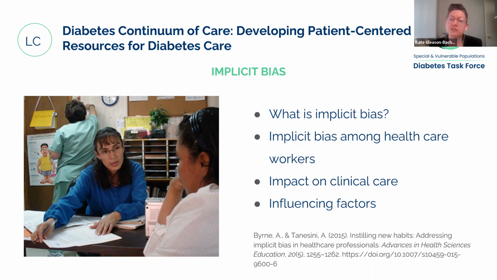In terms of how this might impact clinical care, some studies that have been done with healthcare workers have shown that for healthcare workers with a higher level of implicit bias, they are having poor patient communications, poor patient interactions, and it is impacting what is offered in terms of testing, in terms of interventions. And so there is an impact on clinical care of implicit bias.